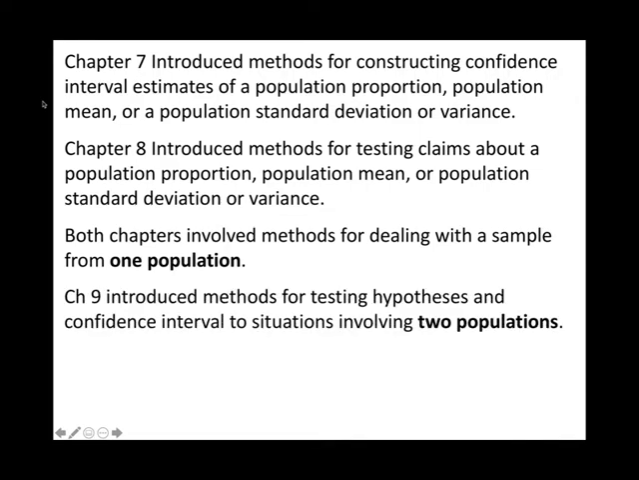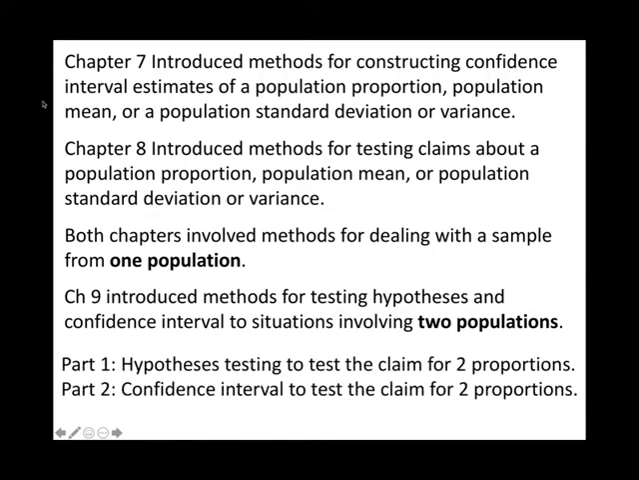For chapter 9, we will learn how to do the hypothesis testing and confidence interval, but this time we'll be involving two populations. So we have two parts in here. First part, we're gonna talk about the hypothesis testing. We are still using the X step, and the last one will be using the confidence interval. And for these sessions, we'll be focused on proportions.